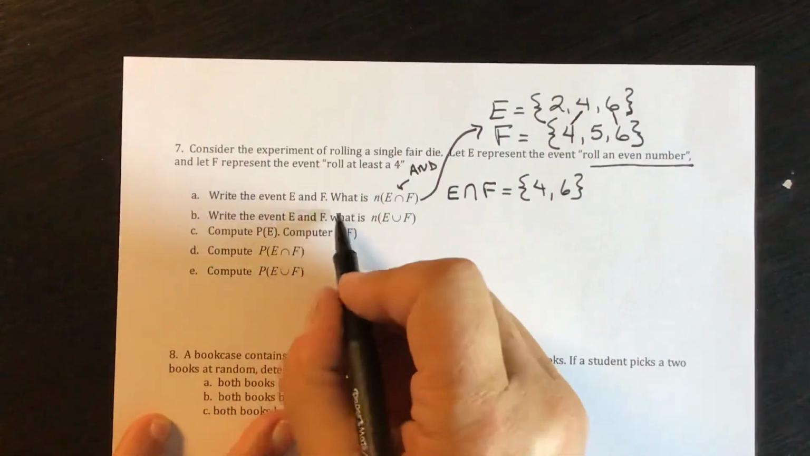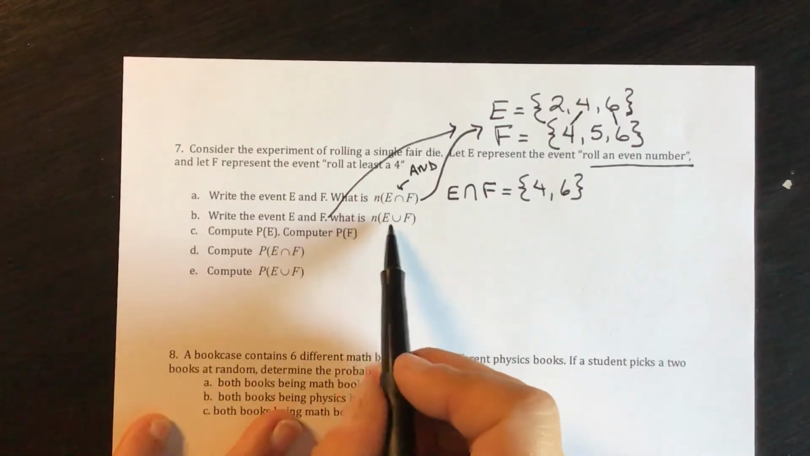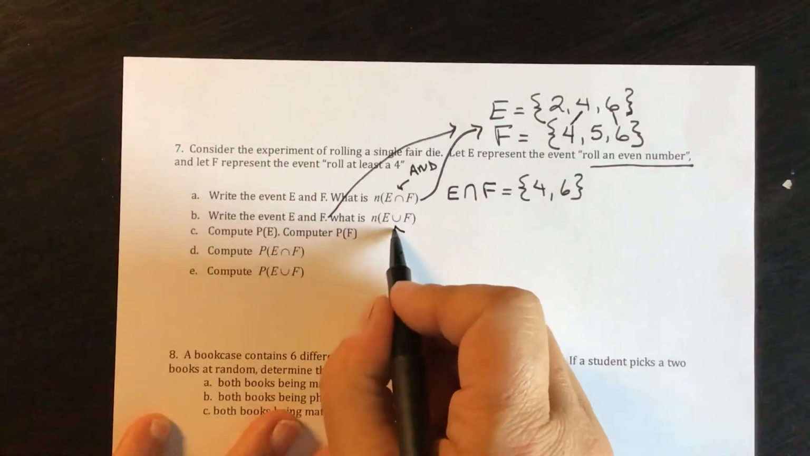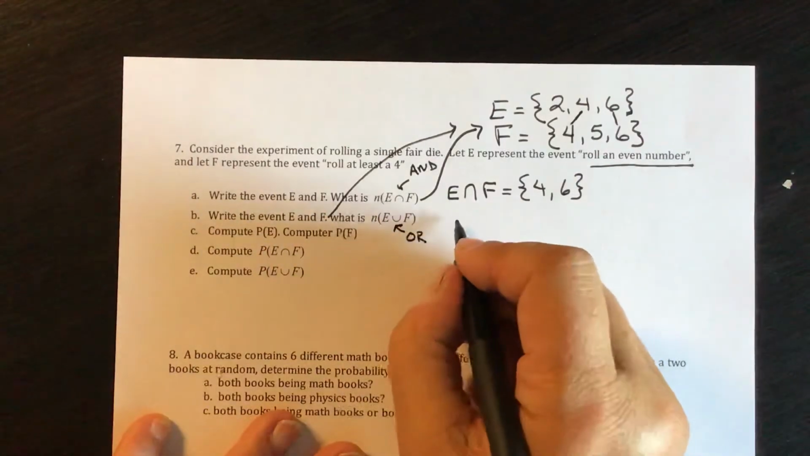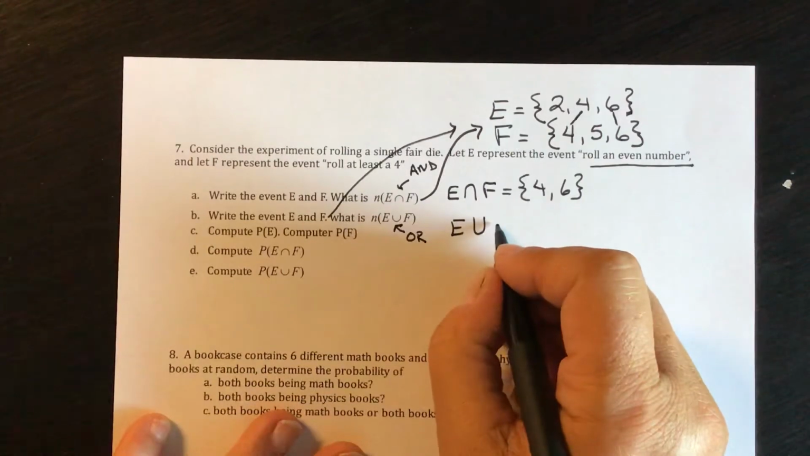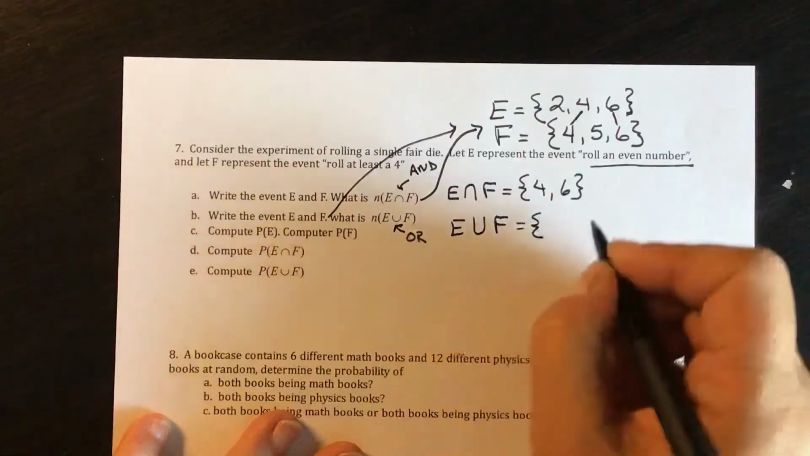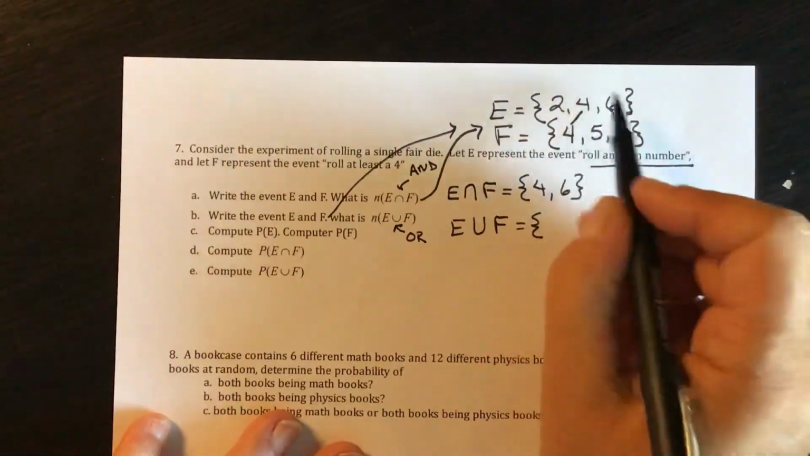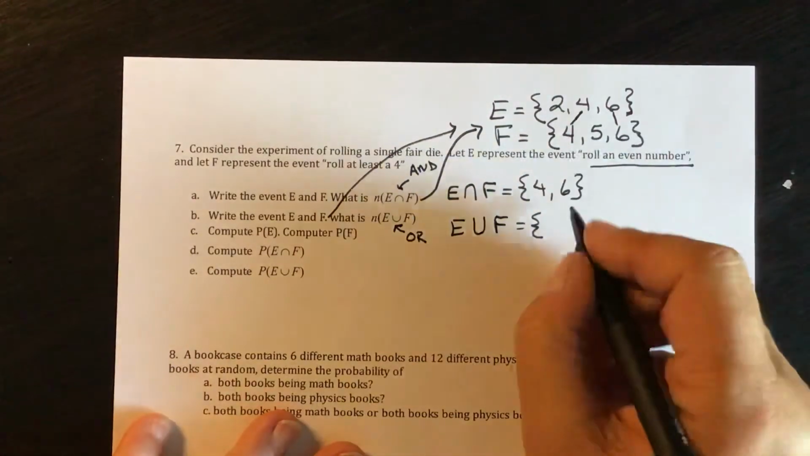So we wrote the events for E and F up here. And now I'm looking for the union. And the union is an OR statement. And that means we count any element that is in either E or F. And that would be all of these numbers written one time. So 2, 4, 5, and 6.